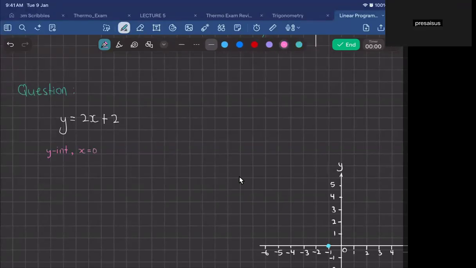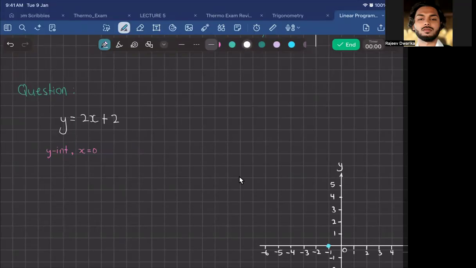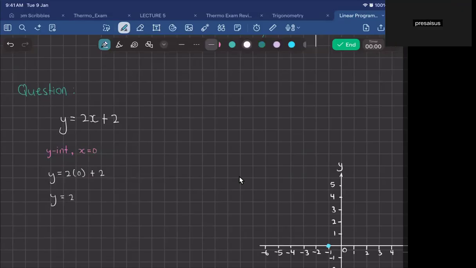What are we going to do with that knowledge now? So we know x is equal to 0. How does that help us? We're going to plug it into the equation. So you'll say y is equal to 2 open bracket 0 close bracket plus 2. What's 2 by 0? 0. 0 plus 2 is? 2. So, tell me, what's the point? The point is 0, comma 2. Nice.